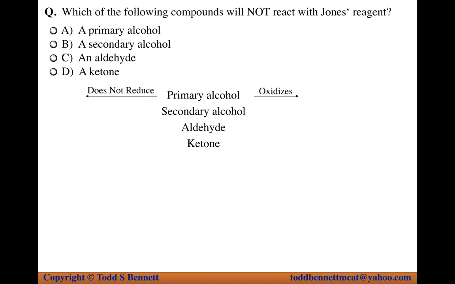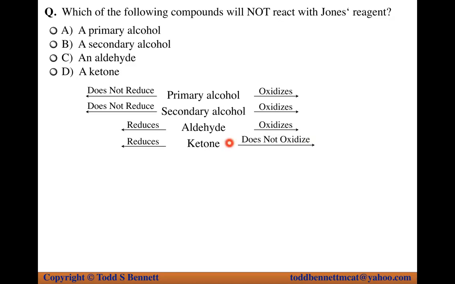So again, primary alcohol can be oxidized because it has H's to lose, but it has only 1 bond to O, so it cannot be reduced easily with the reagents we've been talking about so far. Secondary alcohol has an H to lose, but also cannot be reduced, at least not with the reagents we've used. Aldehyde has an H to lose, so it can be oxidized, but it has a double bond to O, so it can also be reduced. And the ketone has no H's to lose. It has 2 R groups on the carbonyl, but it can be reduced.